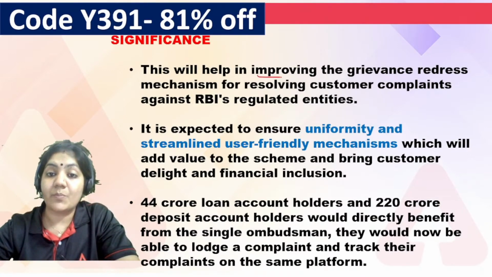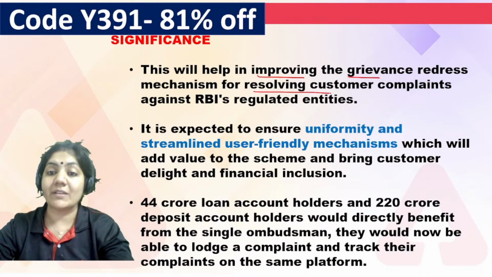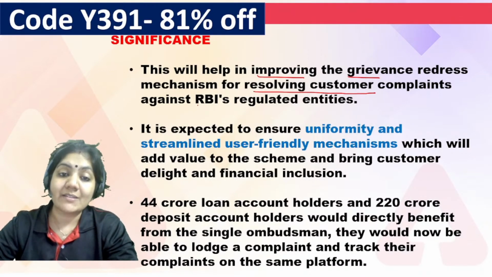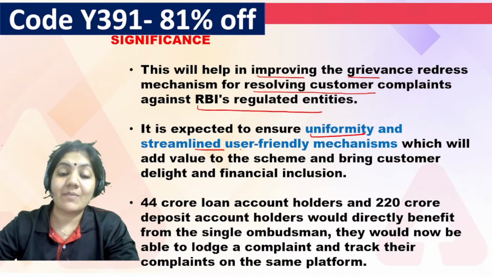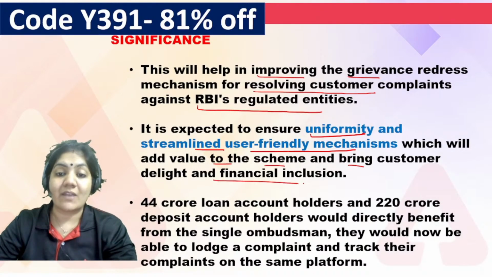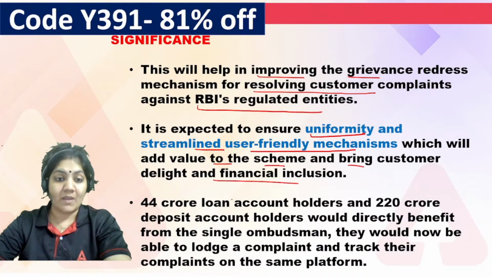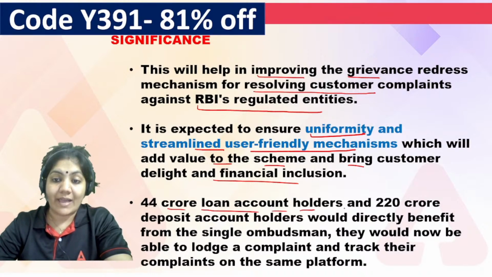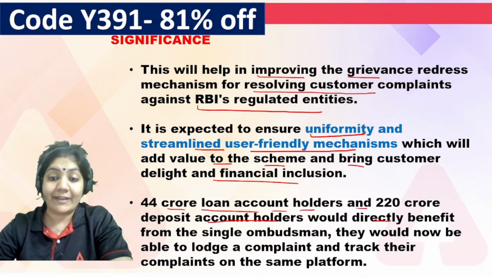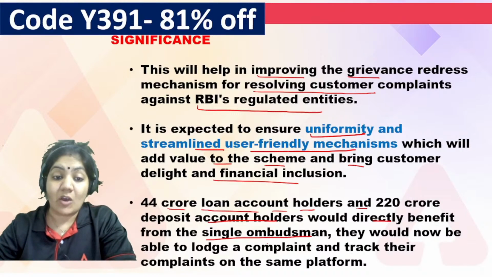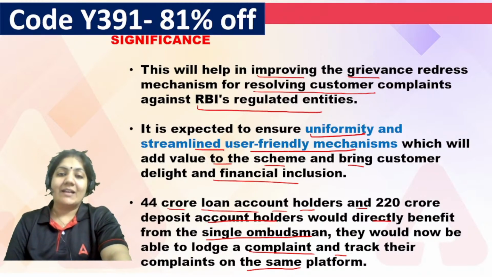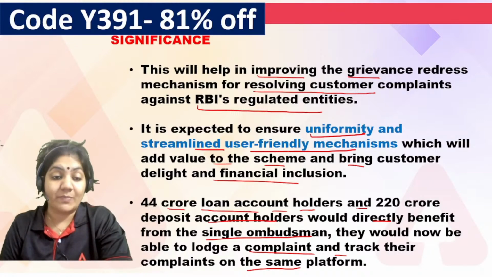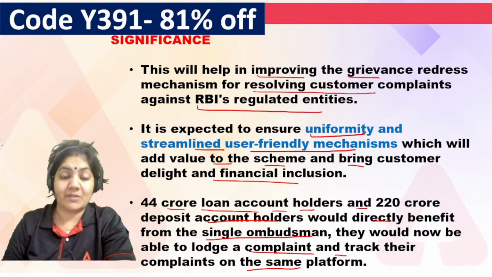This will help in improving the grievance redressal mechanism for solving customer complaints against RBI regulated entities. It is expected to ensure a uniform and streamlined user-friendly mechanism which will add value to the scheme and bring customer delight and financial inclusion. That is very important. 44 crore loan account holders and 220 crore deposit account holders would directly benefit from the single ombudsman. They would now be able to lodge a complaint and track their complaint on the same platform. So you can see the benefit that people can take by making this integrated banking ombudsman. That is very important. Okay.